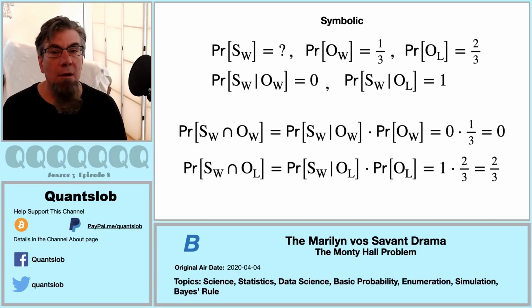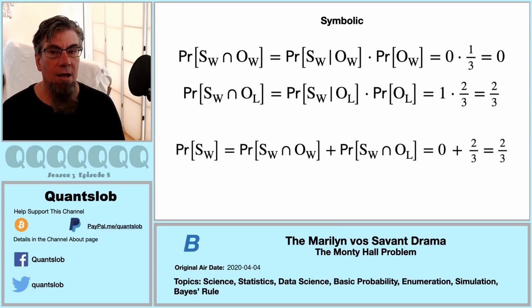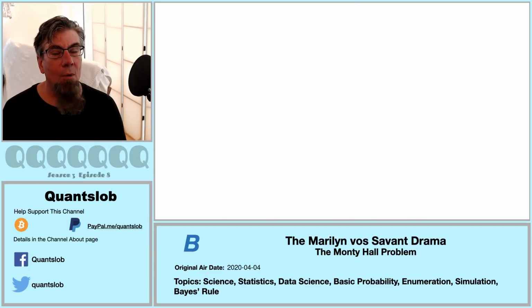The probability of the joint occurrence of win by switching and a correct original selection is equal to the probability of the conditional weighted by the probability of the condition occurring, and same for the probability of the joint occurrence of win by switching and an incorrect original selection. And we finally get to our sought marginal probability by summing over x and arrive at 2/3.